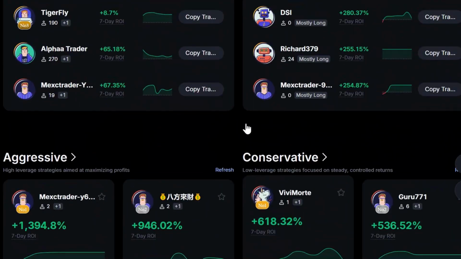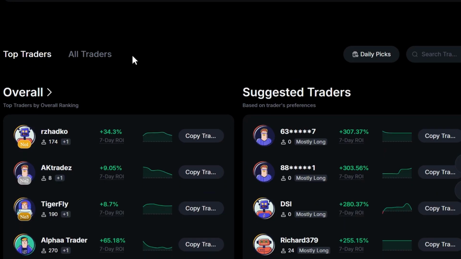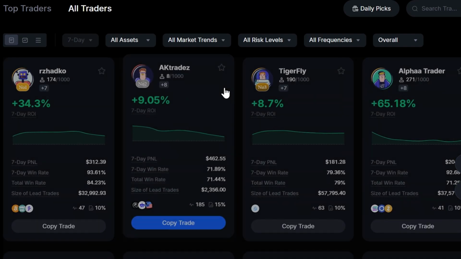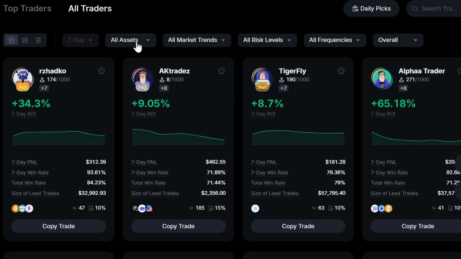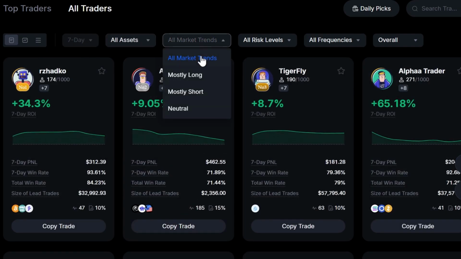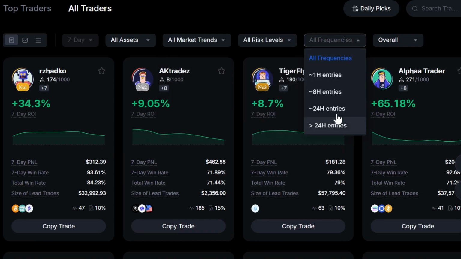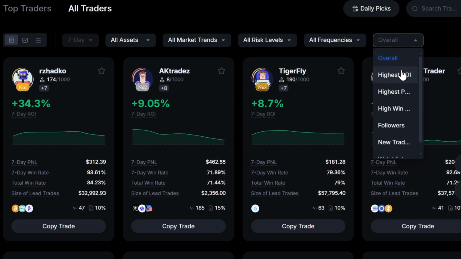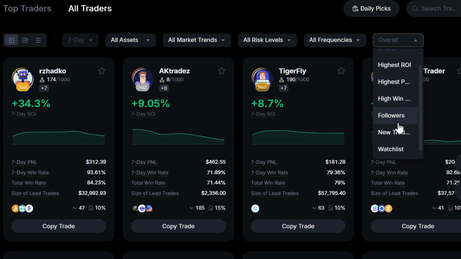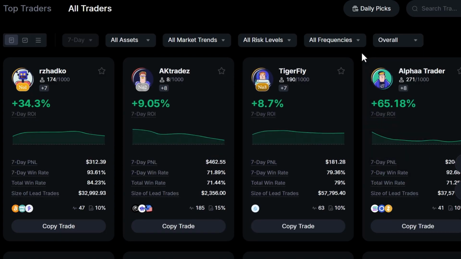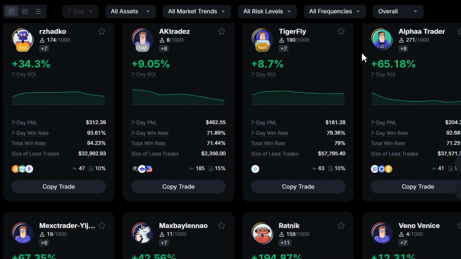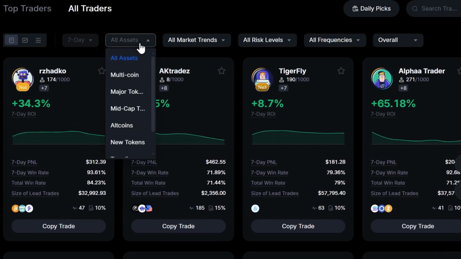Now this might look a little bit complicated at first, but I'm going to break down everything you need to know step by step. Now look, to avoid random risky traders, go to the All Traders tab. Here you can see different filters like what kind of assets they are trading, type of trends they are taking, risk levels and frequencies of trades. You can also sort them by overall ranking, ROI percentage, highest P&L, win rate, new trader based on trading days, and even watch lists they have. Let me break down what each of these metrics actually means, because this is super important.